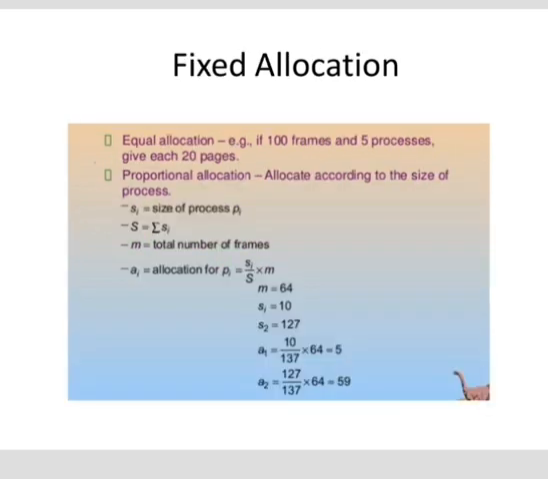Fixed allocation means an equal allocation. For example, if there are 100 frames and 5 processes, then give each 20 pages. And proportional allocation allocates according to the size of the process. So Si is the size of process Pi, S is equal to the summation of Si, and M is the total number of frames.